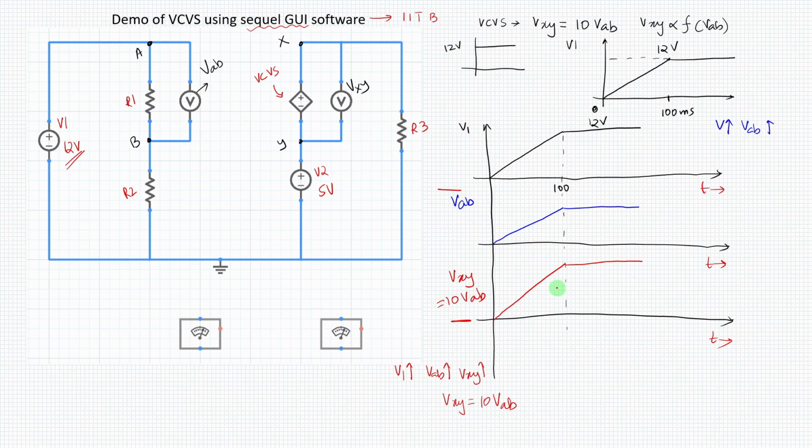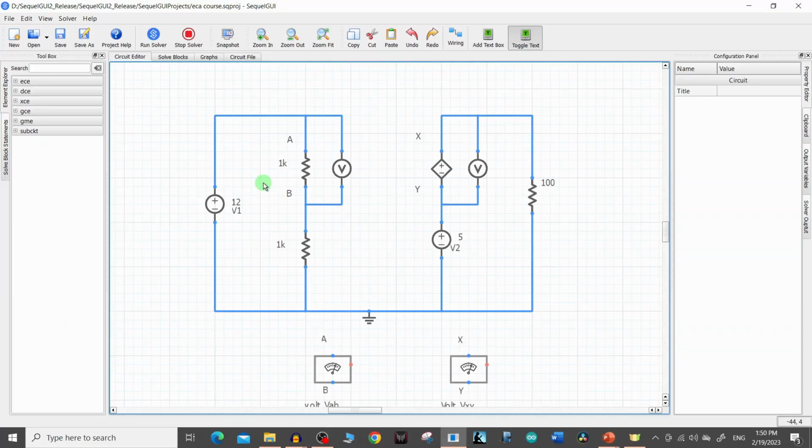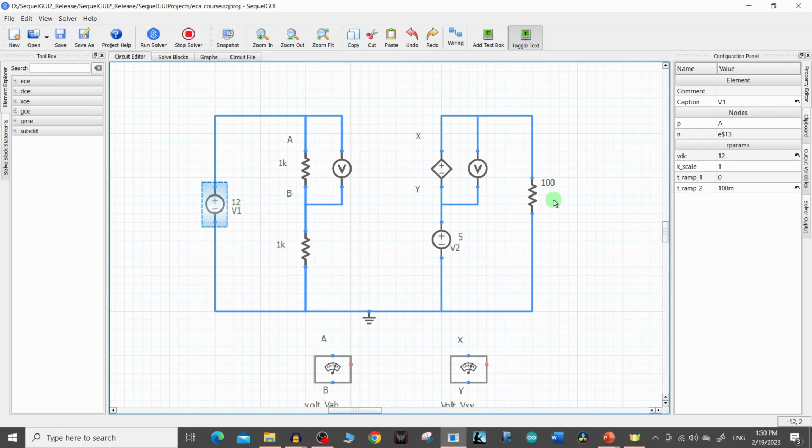So now let's go to the software. Here we have the software interface. You can see the voltage V1 here. If you look at the properties of this software, you see that I have set it as a ramp signal. The final voltage will be 12 volts, but it will gradually increase and become constant after 100 milliseconds. So I have defined that particular change in the voltage in this property here.